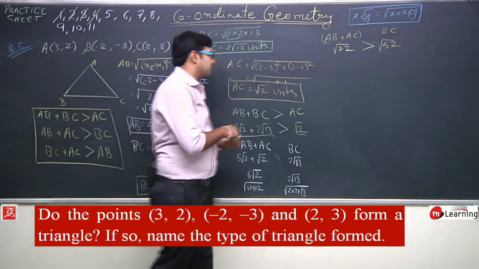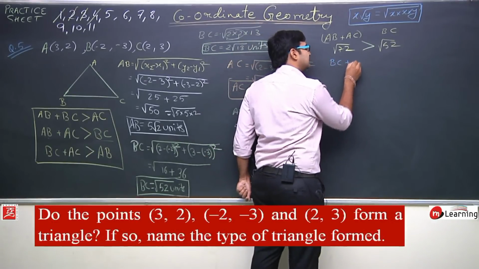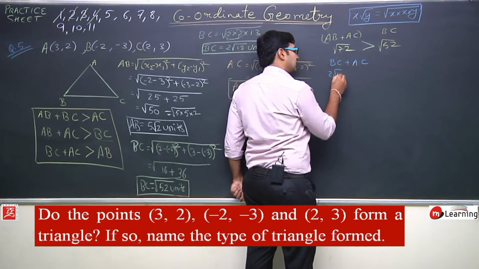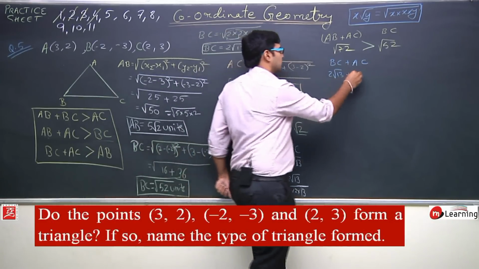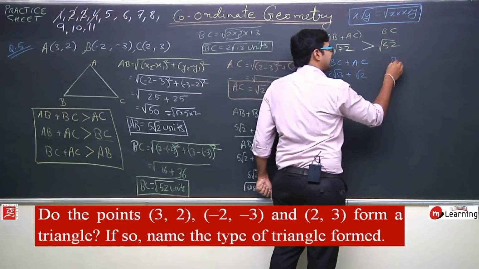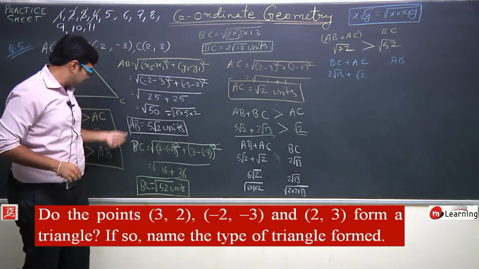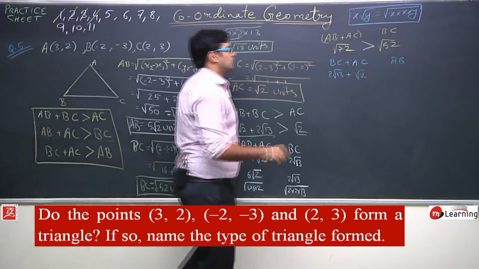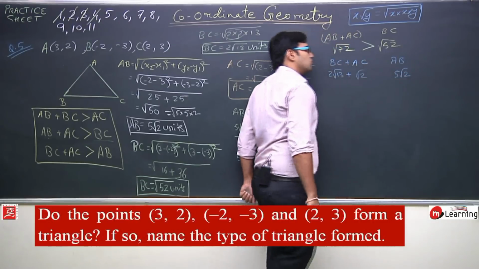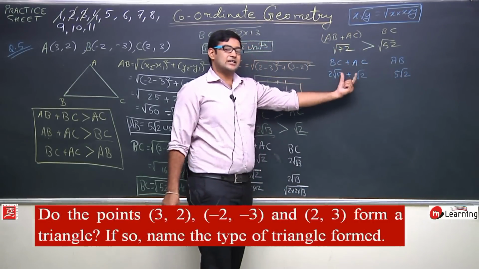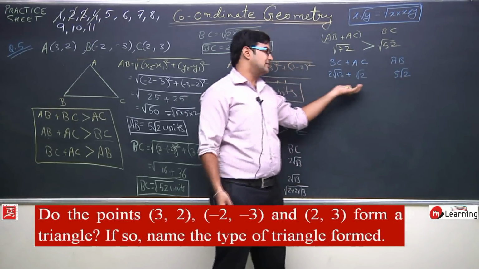BC plus AC. BC is equal to 2√13. BC plus AC. So 2√13 plus AC is √2. Is it greater than AB? AB is what? AB is equal to 5√2. So AB is 5√2. Now which one is greater? This expression is greater or this expression?